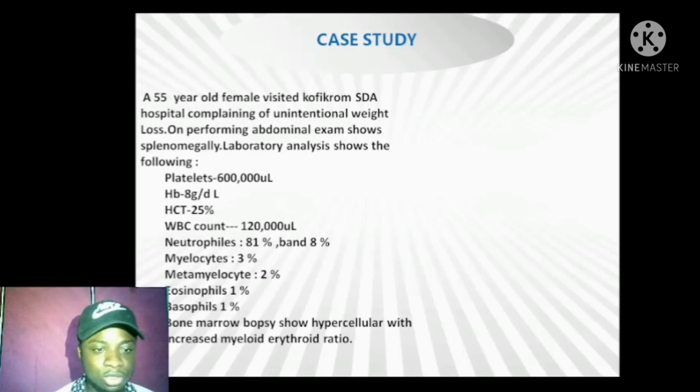WBC count 120,000, so you see leukocytosis there. Neutrophils 81%, and band neutrophils 8%. Myelocytes 3%, metamyelocytes 2%. Eosinophils 1%, basophils 1%. Bone marrow biopsy shows hypercellularity with increased myeloid to erythroid ratio. Very, very nice case study. Actually, this case study will help you in most of your exams.